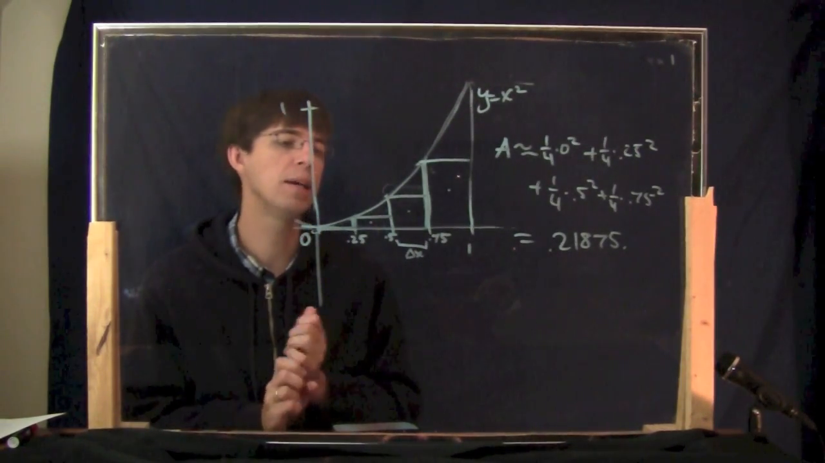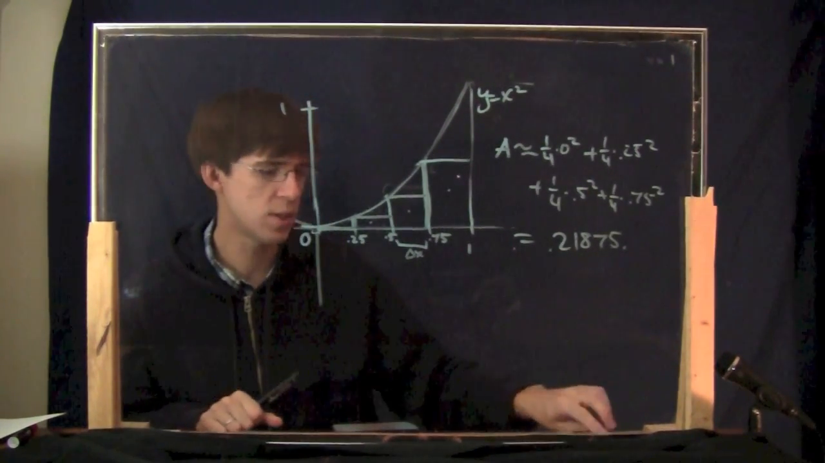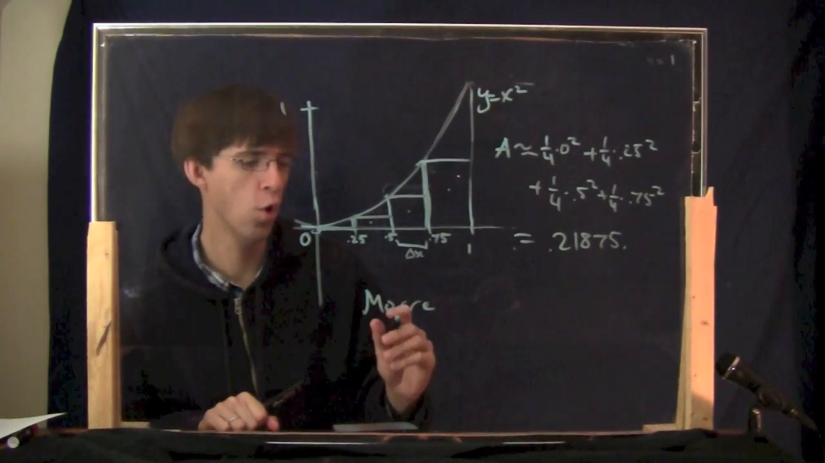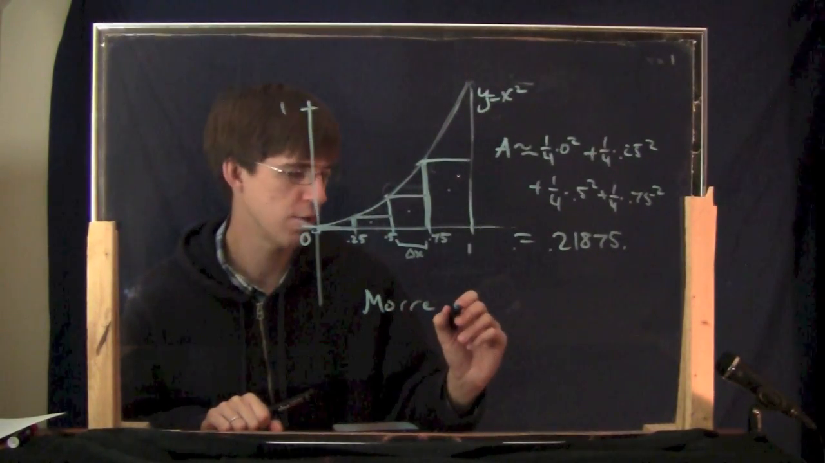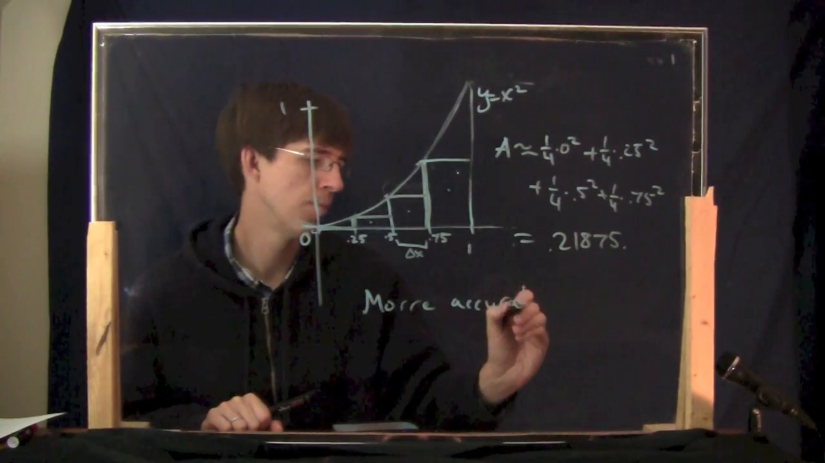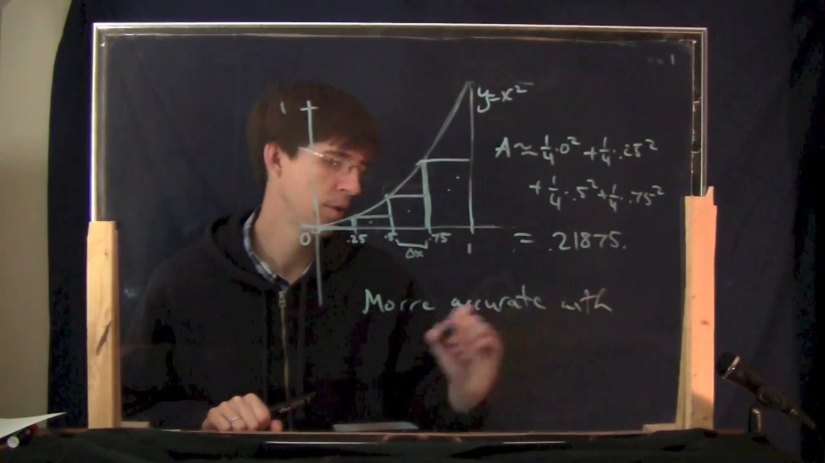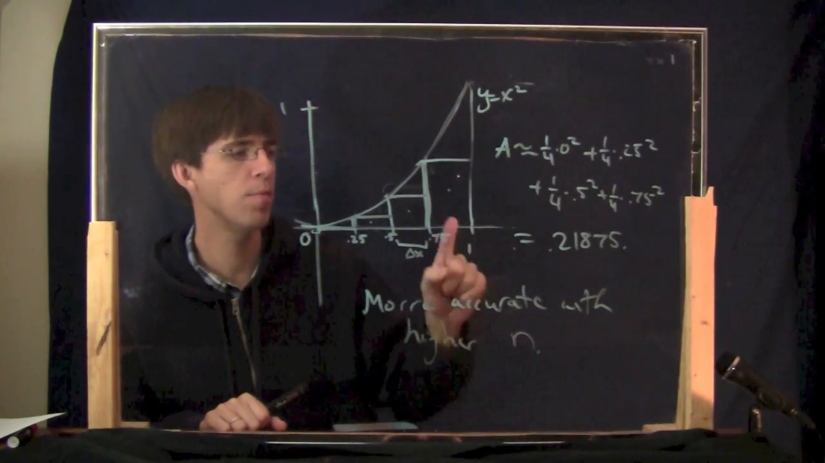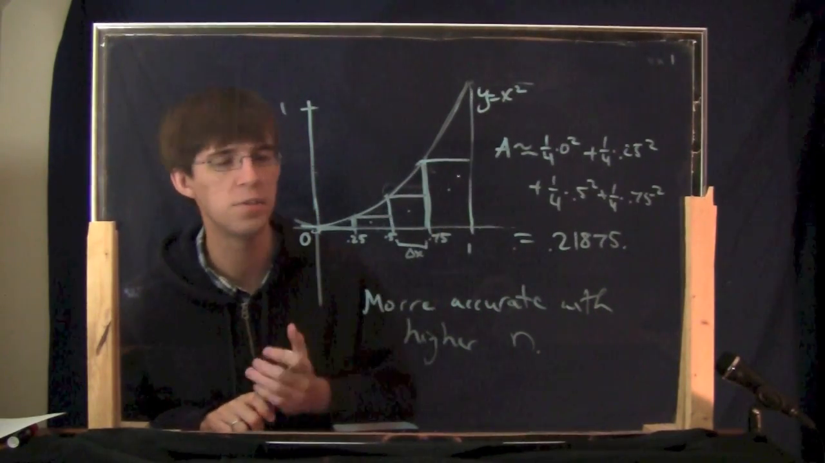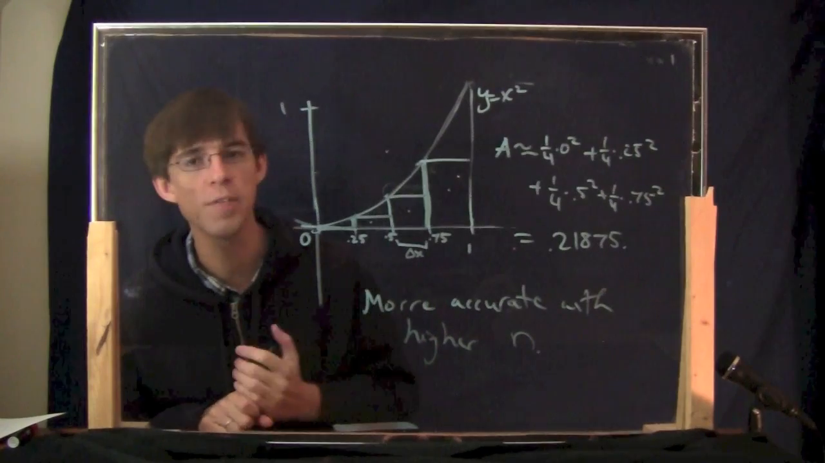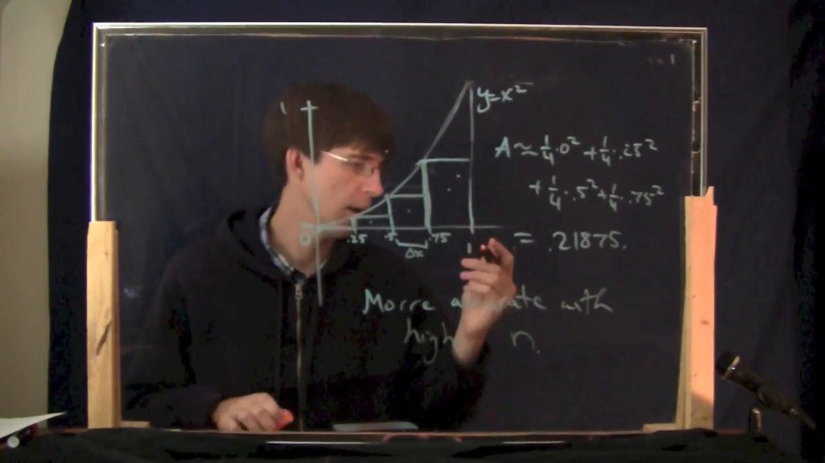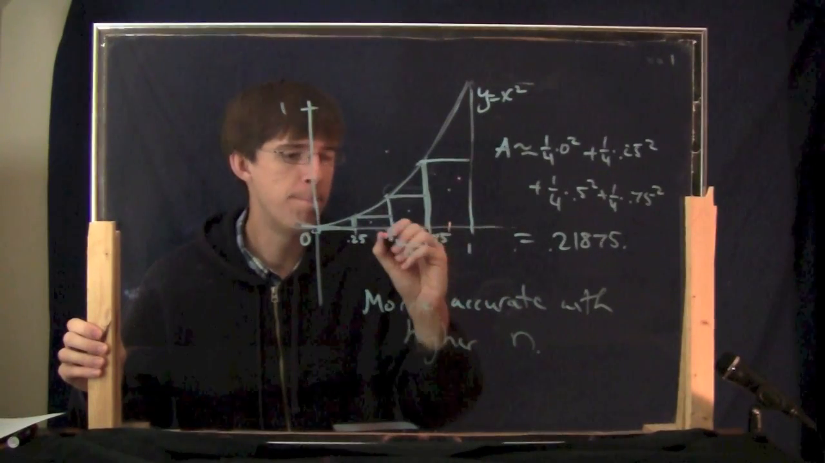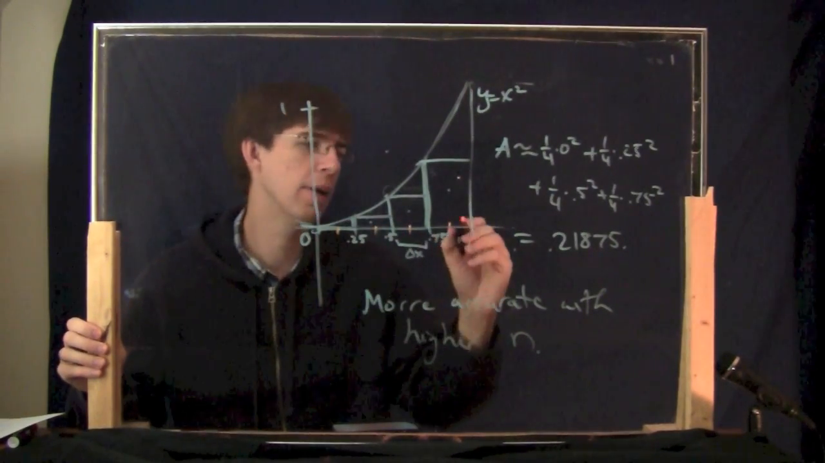There is a simple way, and that is you increase the n. So more accurate, more with 2 R's, more accurate with higher n. All right, n, remember, refers to the number of rectangles. In this case, I used n equals 4. What would the picture look like if I used n equals 8? I'm going to do that with my orange marker. Check it out. Peep game on n equals 8.